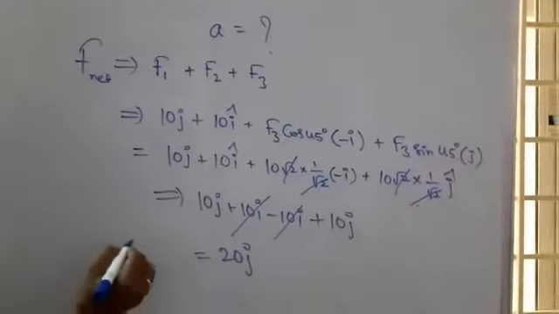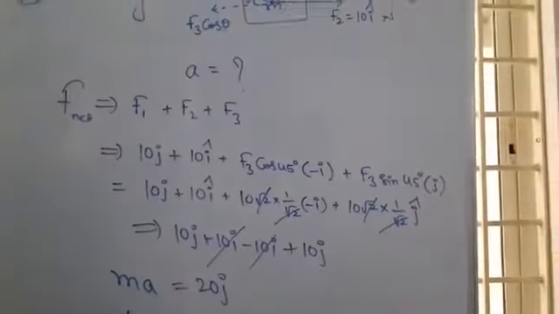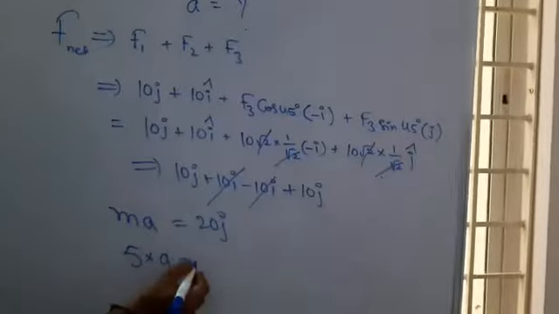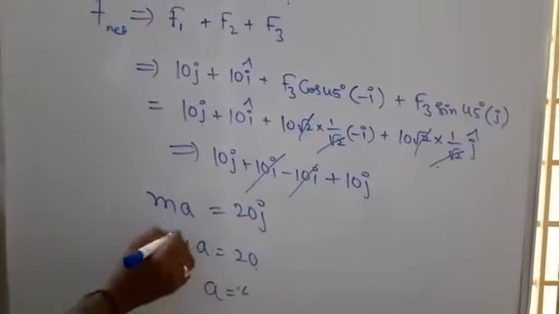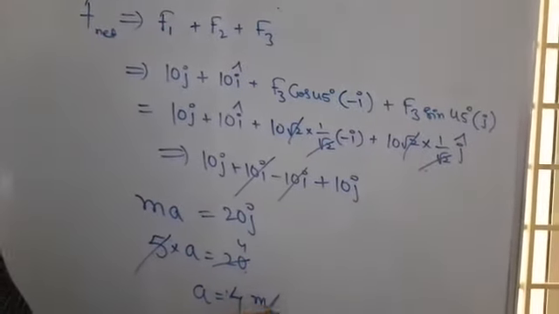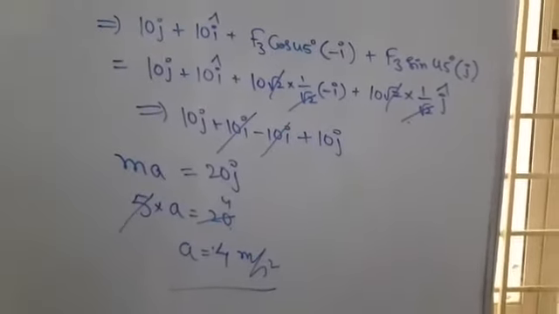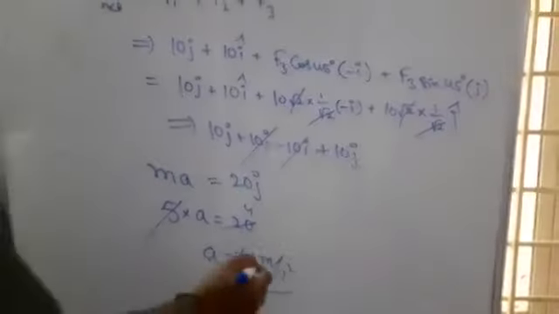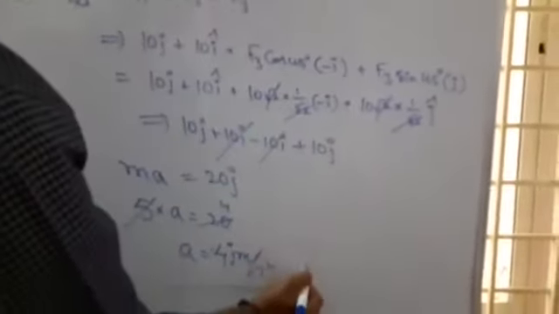Here according to Newton's second law, F is equal to M into A. Here mass is given, 5 kg. Acceleration we can find: A is equal to 20 by 5, that is 4 meter per second square along J direction. This is J. Resultant is north.